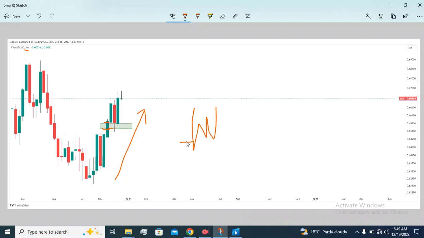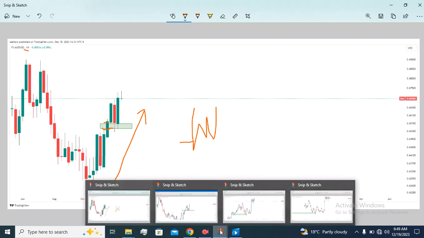The liquidity part of this FVG is that, because the FVG has been filled, the liquidity is lying there. Yep, it was an area of imbalance.